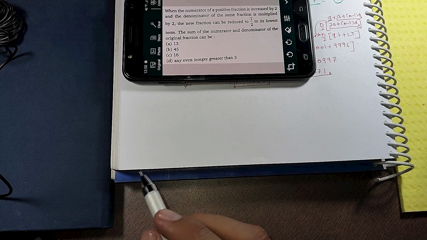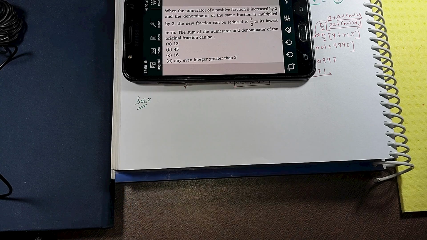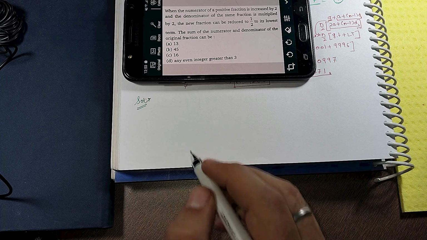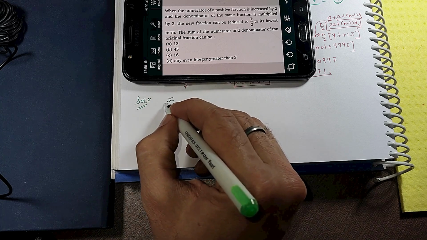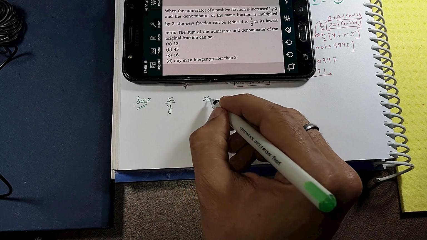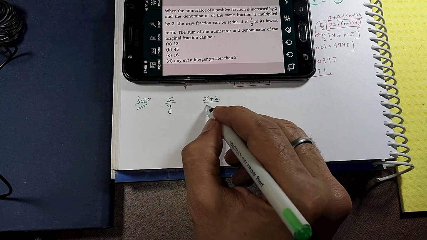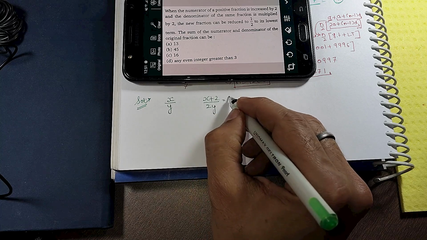When the numerator of a positive fraction is increased by 2 and the denominator of the same fraction is multiplied by 2, the new fraction can be reduced to 1 by 2 to its lowest term. The sum of the numerator and denominator of the original fraction can be, so let us suppose the original fraction is x upon y. Now the operation on this is the numerator is increased by 2. So that means numerator is increased by 2 is x plus 2. And the denominator of the same fraction is multiplied by 2. So that means 2y. So this is equal to 1 by 2.